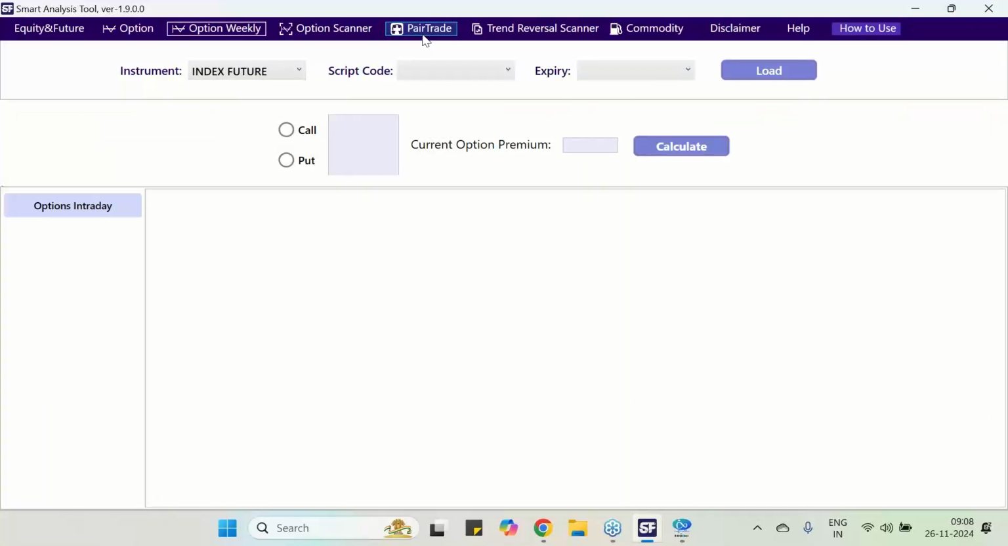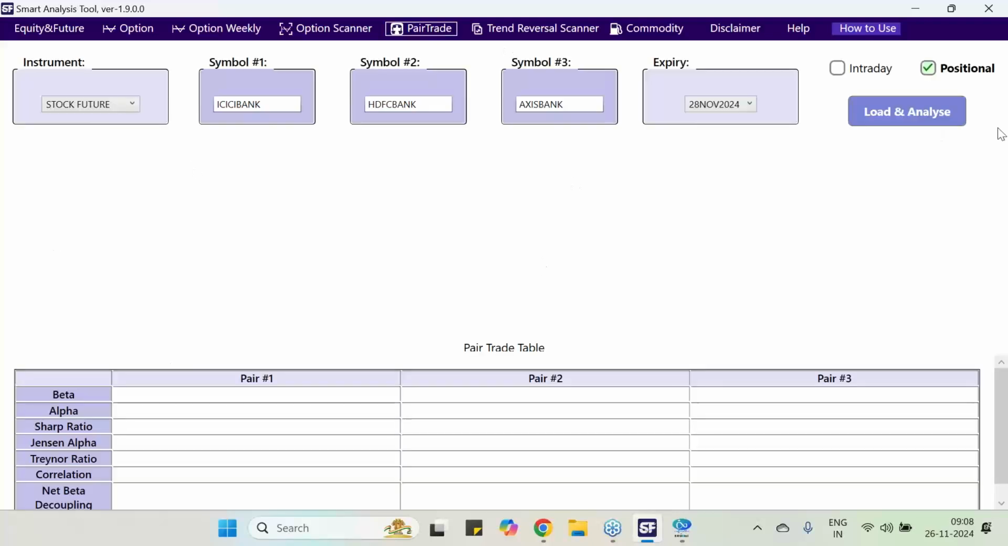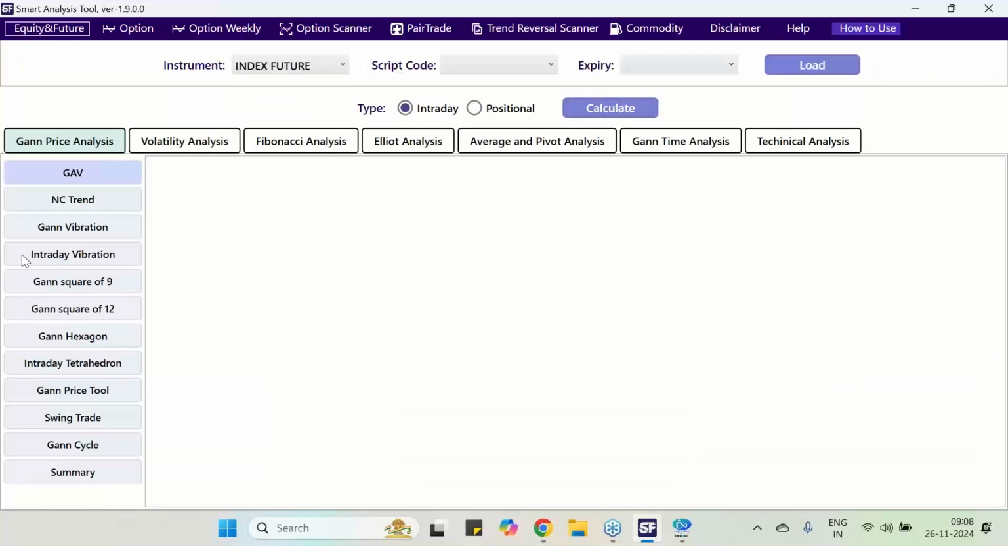Then we have pair trade features here, wherein we give all your beta decoupling related analysis. Here you have to load the data. Now the market has not opened. Once the market opens, I will show that. So these are the main features.